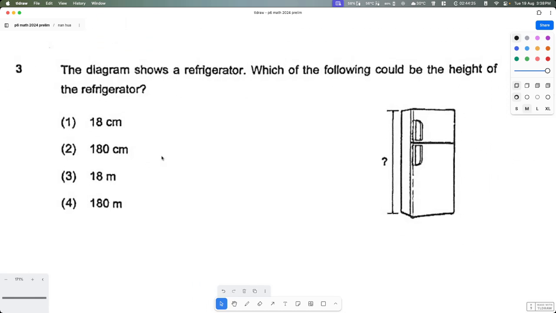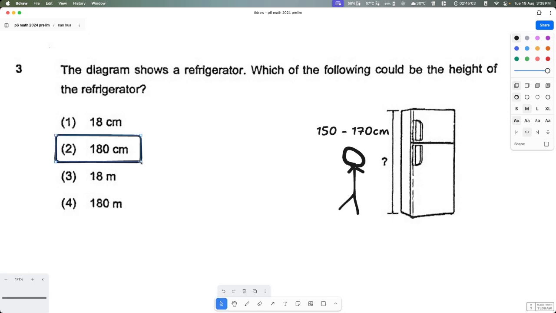The diagram shows a refrigerator. Which of the following could be the height of the refrigerator? You can always use yourself as a way to measure items. For example, maybe you are around this height. What's your height? I think it's probably 150 to 170 centimeters. If you're already 170, wow, you're very tall already. And usually you are not as tall as a refrigerator. So the answer to this is 180 centimeters, which is option 2 for question number 3.